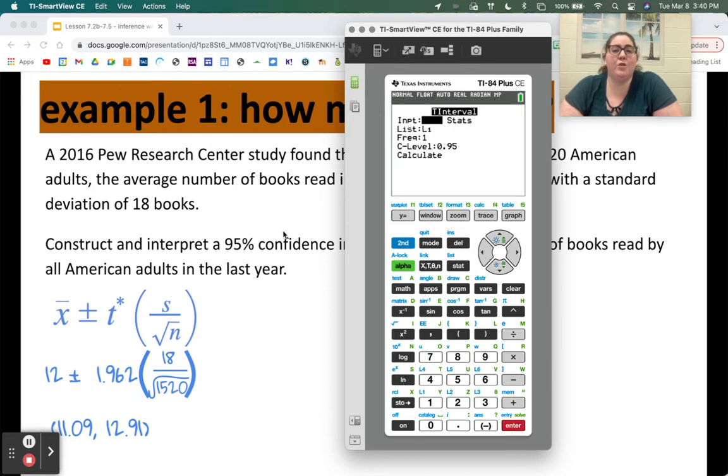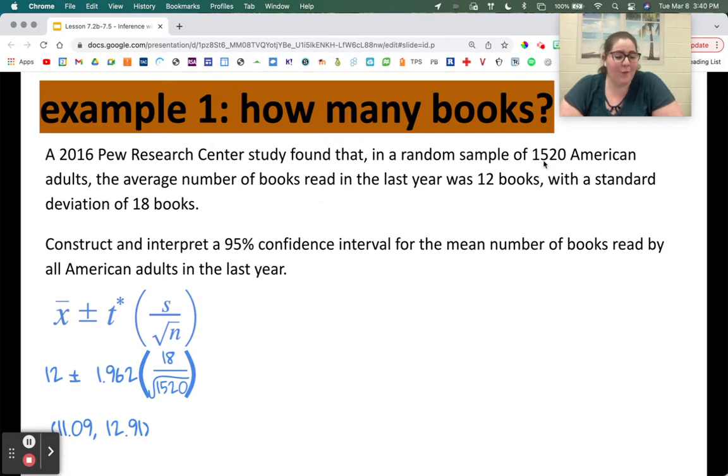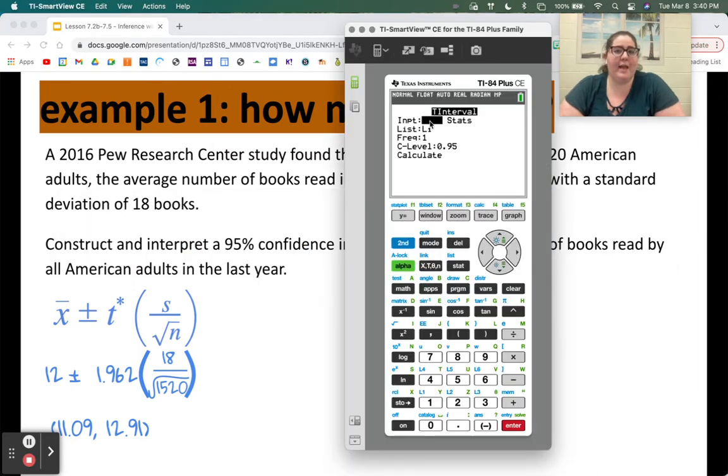So if I actually knew the data for these 1520 American adults that I could put in my calculator, then I would do that. But in this case, I know the statistics, so I'm going to use stats. So X bar is the sample mean, which is 12. SX is the sample standard deviation, which is 18. N is the sample size, which is 1520.